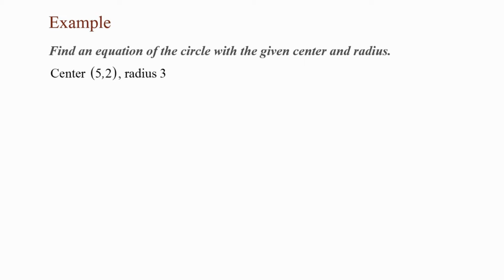In this example, find an equation of the circle with the given center and radius. The center is the ordered pair 5, 2, and the radius is 3. This time we want to use the equation (x minus h) squared plus (y minus k) squared equals r squared, where h and k are 5 and 2 respectively. Substituting, I have (x minus 5) squared plus (y minus 2) squared equals 3 squared.